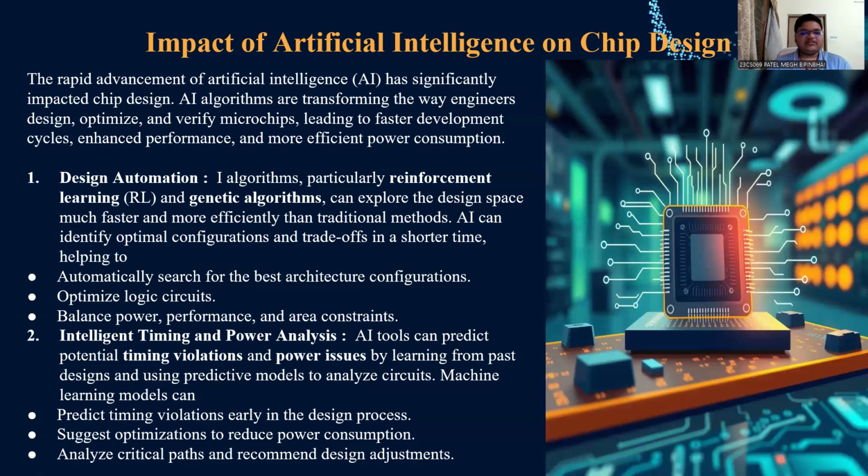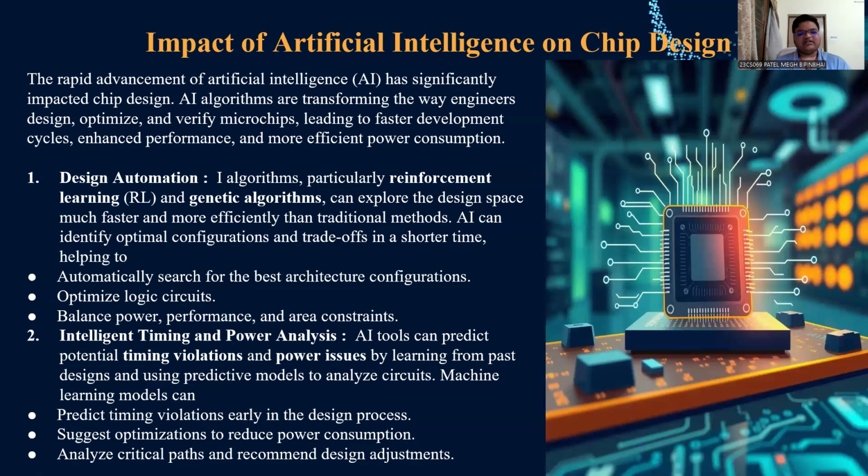AI algorithms, particularly reinforcement learning and genetic algorithms, can explore the design space much faster and more efficiently than traditional methods. They can also identify optimal configurations and trade offs in a sorter type, helping to search for the best architecture configuration automatically, further optimize logic gates, and balance the power, performance, and area constraints.